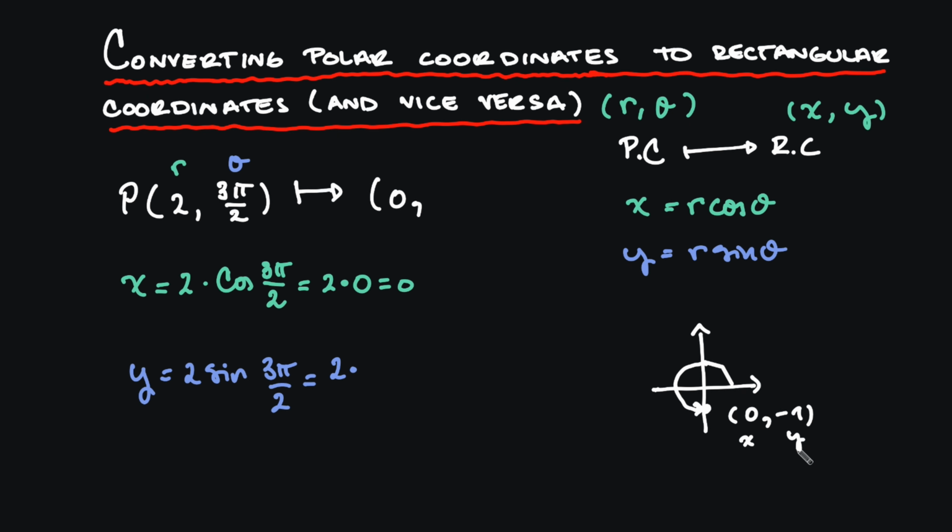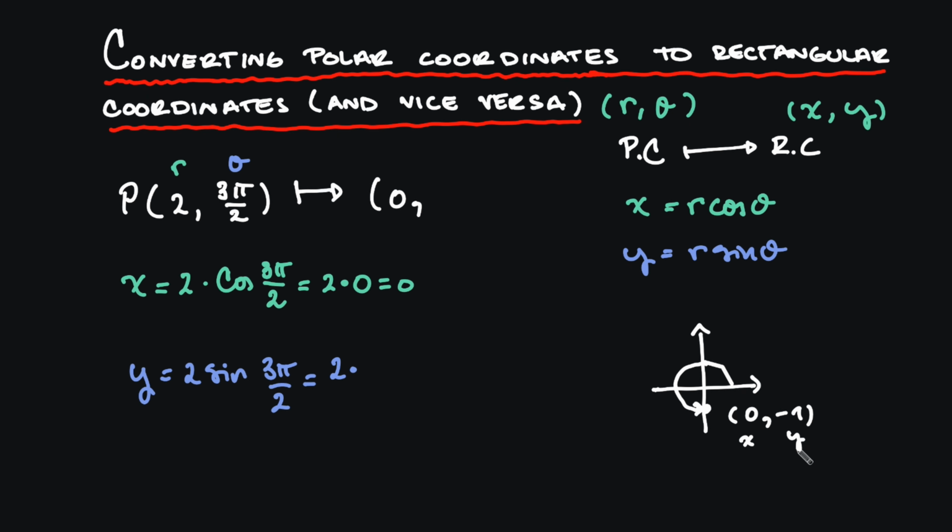So our polar coordinate 2 and 3 pi over 2 will be, in rectangular coordinates, (0, -2). This will be our conversion. All right, let's try to do it again and see how it goes. Let's suppose that we are trying to convert the polar coordinate 1 and 5 pi over 6.